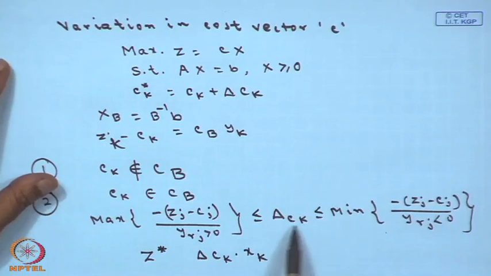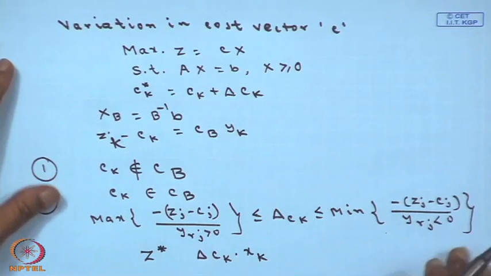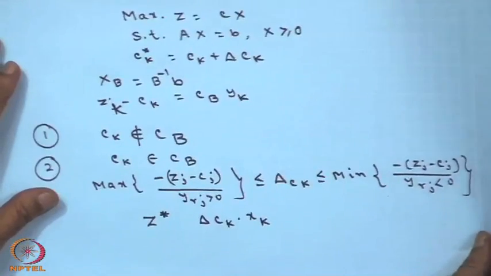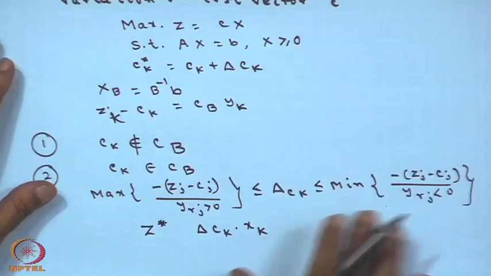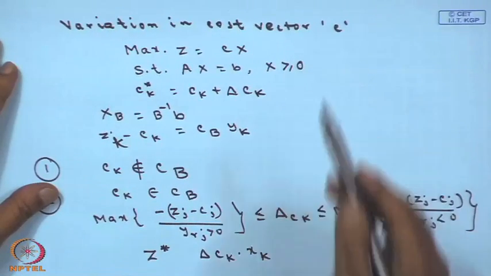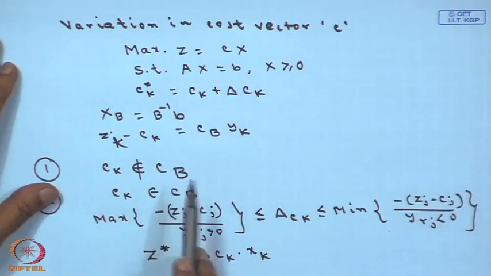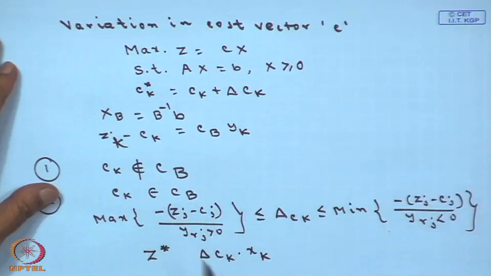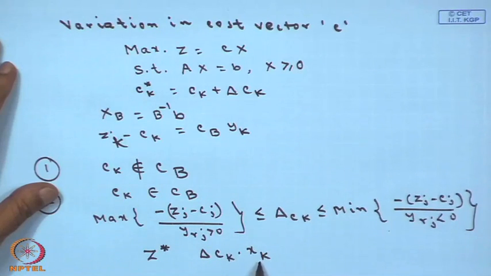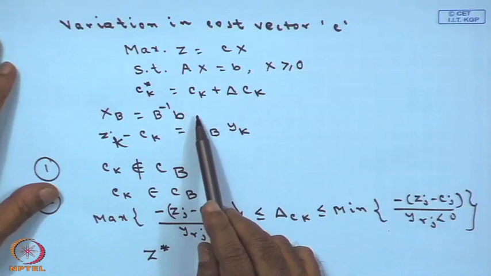If delta Ck lies in this range, then the value of the objective function, that is Z star, will be improved by delta Ck into Xk. Improved means, since it is a maximization problem, it will be incremented by delta Ck into Xk. So whenever there is a change in the cost vector C, if Ck does not belong to Cb, your objective function value will remain unchanged. But if Ck belongs to Cb, your objective function value will change and it will be improved by delta Ck into Xk, but the basic solution will remain unchanged.